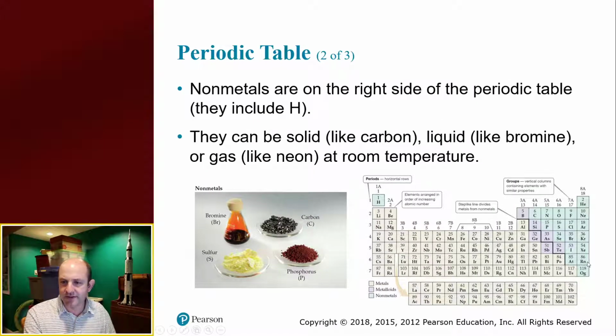Nonmetals are on the right-hand side. They're in green, also including hydrogen. Remember, that one always gets in there. They can be solid. They can be liquid. They can be gas. So nonmetals have a wide variety of physical states.